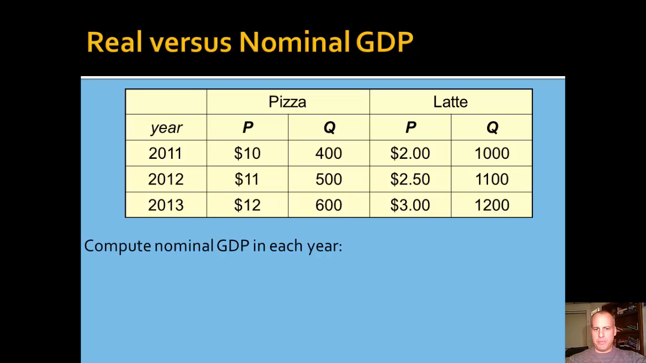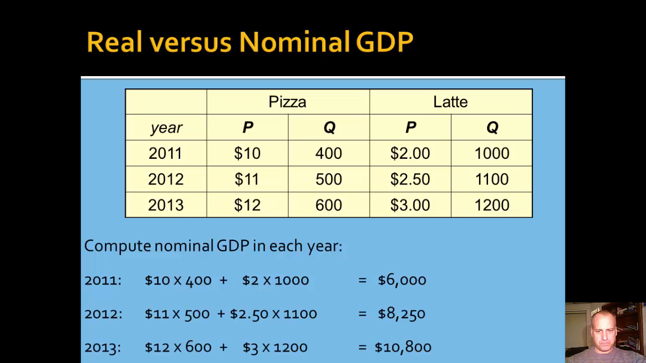So here's what we're going to do. We're going to compute nominal GDP in each year. In 2011, we produced 400 pizzas at $10 a piece and 1,000 lattes at $2 a piece. Multiply all this together and we get $6,000 in nominal output. In 2012, we produced 500 pizzas at $11 a piece and 1,100 lattes at $2.50 a piece for a grand total of $8,250 in nominal expenditures. In 2013, 600 pizzas times 12 plus 1,200 lattes times 3 is $10,800 in nominal expenditures. So this is how much we've produced each year.